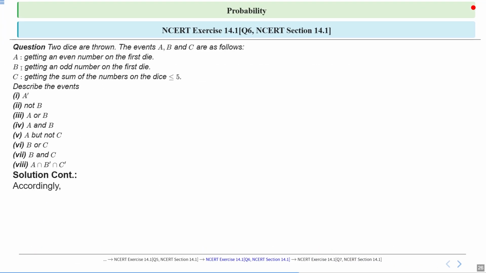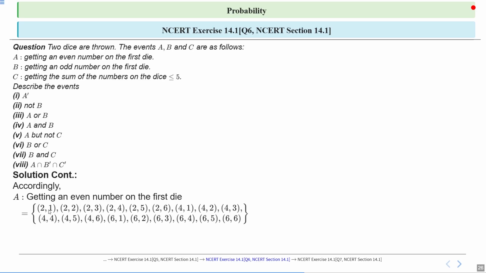Now accordingly, the events A, B, and C are as follows. A is getting an even number on the first die. So event A can be described as the set of ordered pairs (2,1), (2,2), (2,3), (2,4), (2,5), (2,6), (4,1), (4,2), (4,3), (4,4), (4,5), (4,6), and (6,1), (6,2), (6,3), (6,4), (6,5), and (6,6). So all those ordered pairs are contained in event A. Clear?